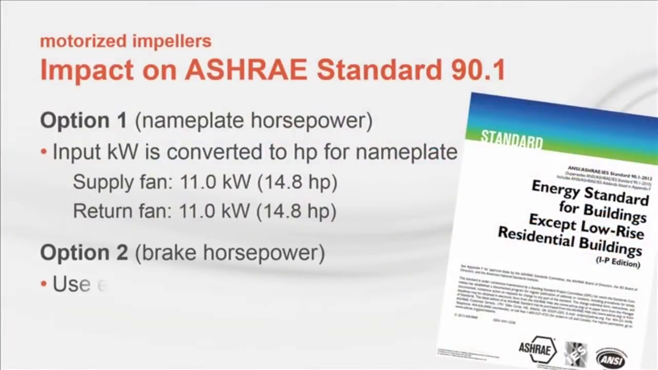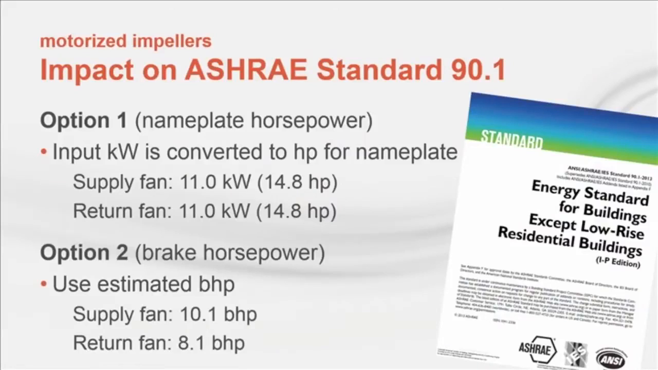If determining compliance using option 2, use the estimated brake horsepower for the motorized impeller. In our example, we estimated the brake horsepower of the supply fans to be 10.1 and 8.1 for the return fans. Let's now briefly cover 2 additional topics that become more important as units get more flexible. The impact variable aspect ratio has on unit performance and the various vibration isolation methods you might encounter.